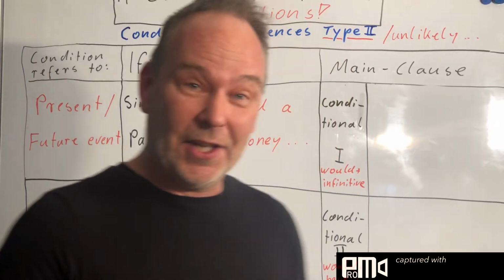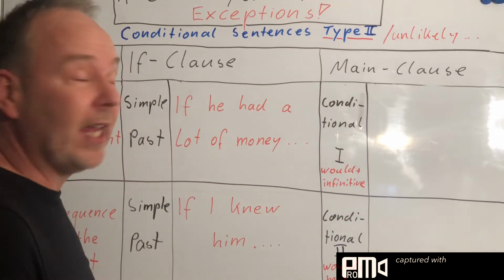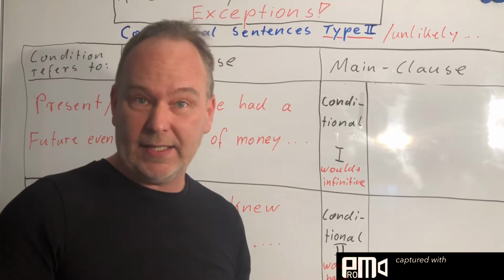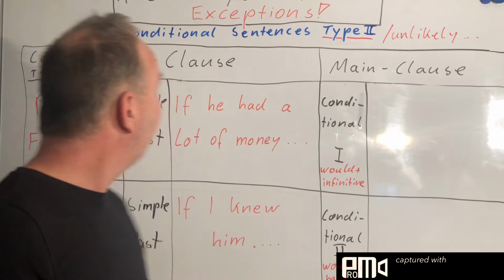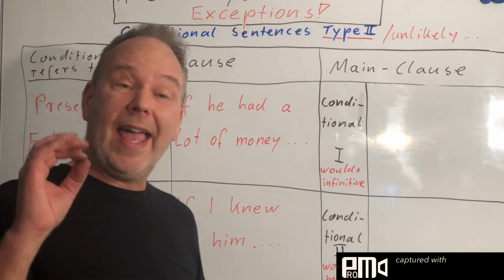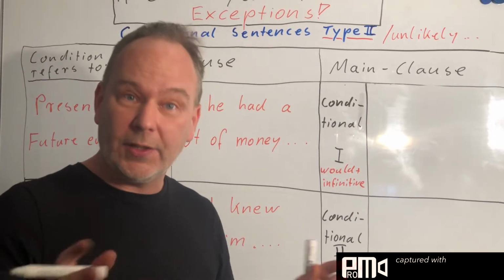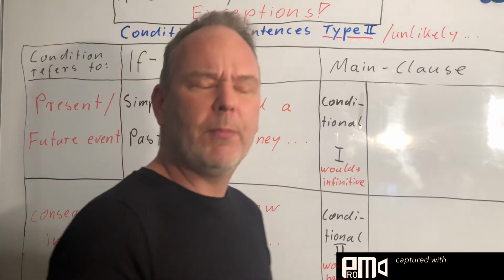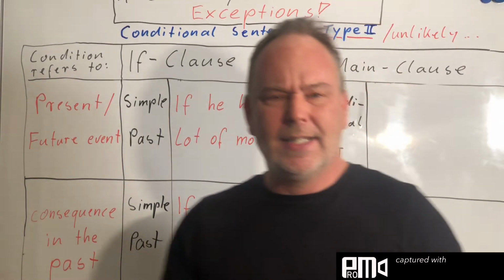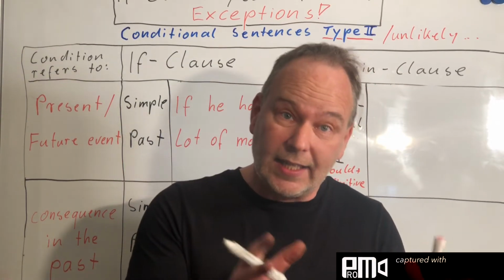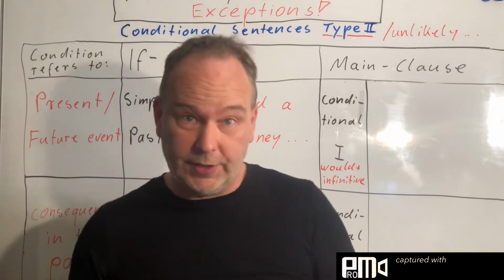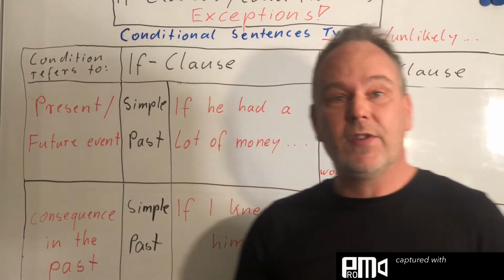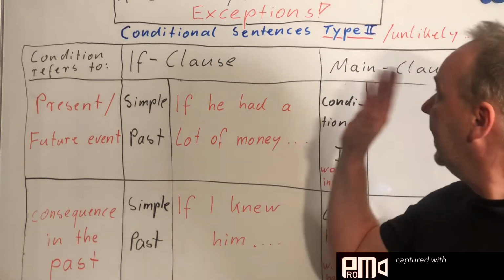Anyway, another lesson about conditional sentences. We had to split it up because there are just too many exceptions. We already covered conditional sentences, exceptions type 1, and today we will do the same but type 2. Type 2, if you remember correctly, is unlikely. It's unlikely that the condition will be fulfilled. But this one is going to be a little bit easier because we only have 2 exceptions in type 2 if clauses.